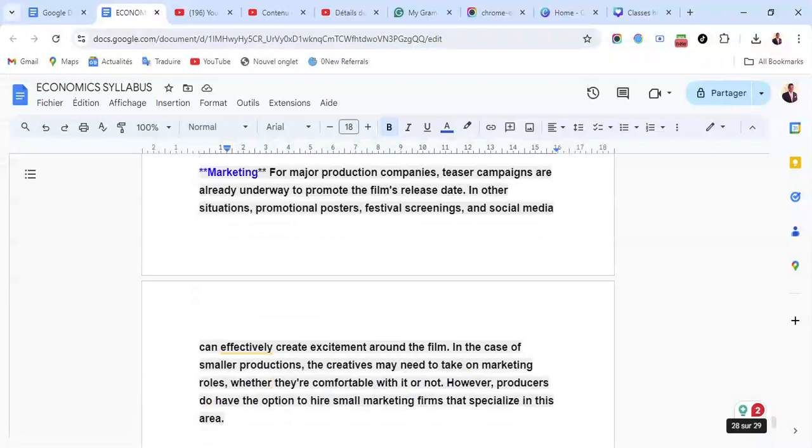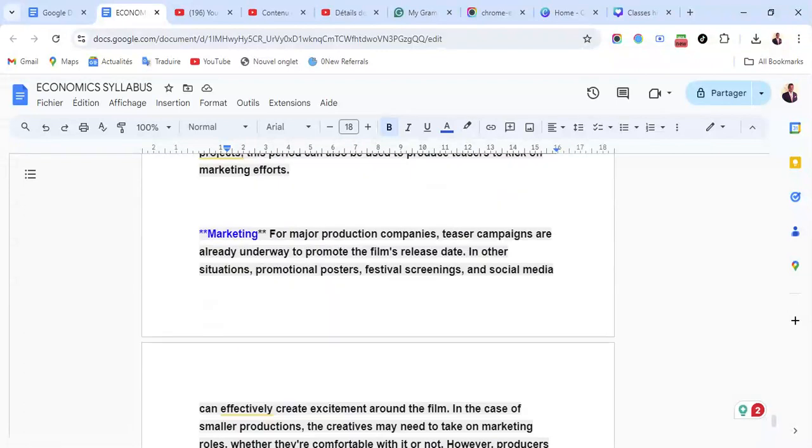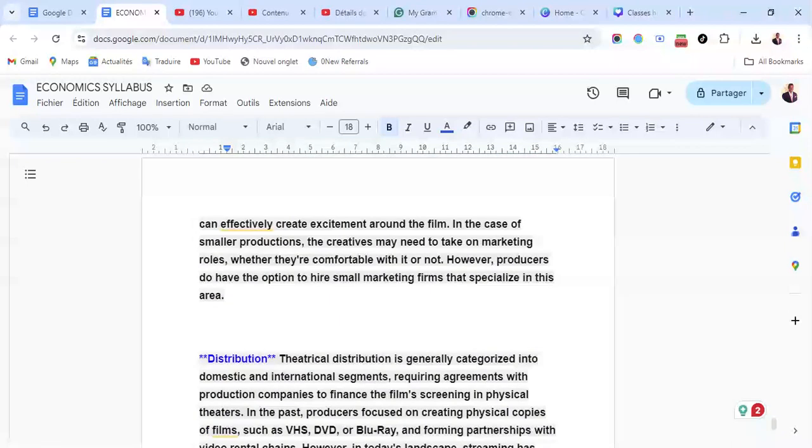Now, marketing, which is one of the last stages of production. For major production companies, teaser campaigns are already underway to promote the film's release date. In other situations, promotional posters, festival screenings, and social media can effectively create excitement around the film. In the case of smaller productions, the creatives may need to take on marketing roles, whether they are comfortable with it or not. However, producers do have the option to hire small marketing firms that specialize in this area.